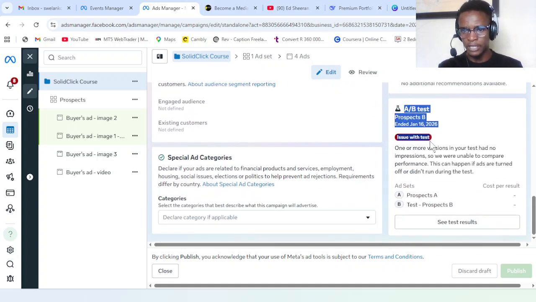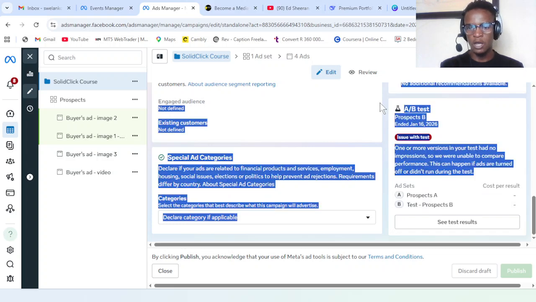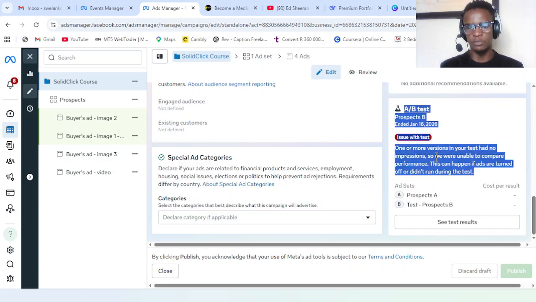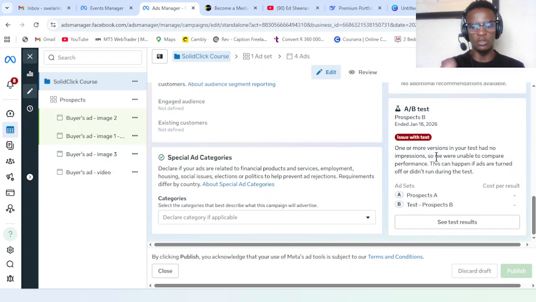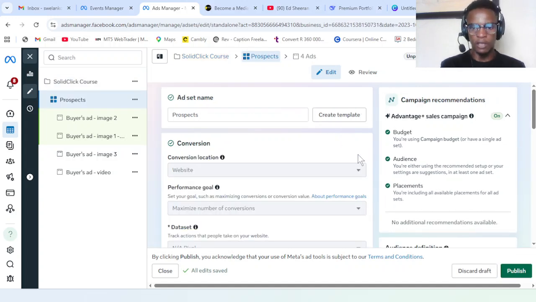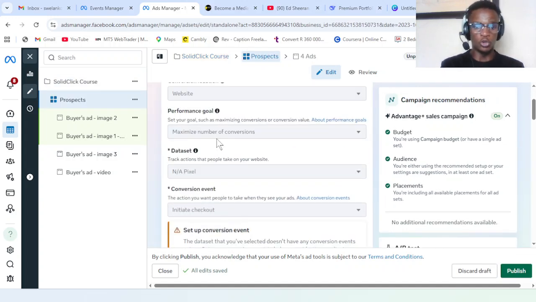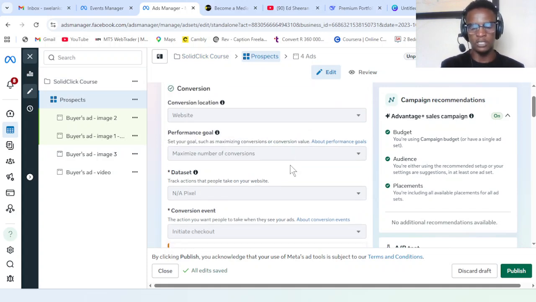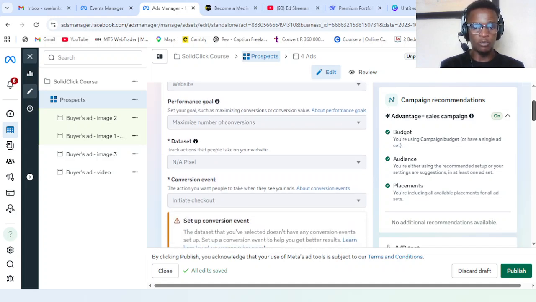Now, this right here, the issue with the test, never mind it. This is just me trying to show my student how an A/B test is performed, and it only ran for a day. Okay, so never mind this because we're not performing an A/B test, right? Now on our ad set level here, obviously we cannot edit some of the information because this campaign was already published. So obviously we're maximizing the number of conversions.